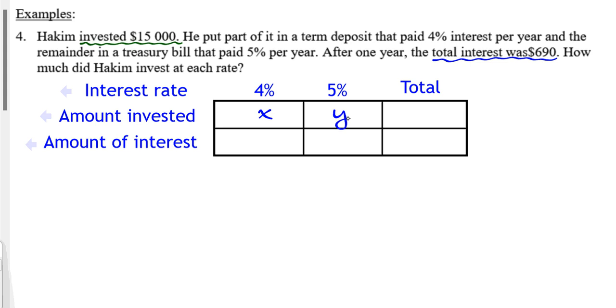The total amount he invested was $15,000. Setting it up in an equation like this is nice because that's telling me my first equation. Then we're told about the amount of interest. Well, we know the total amount of interest is $690.